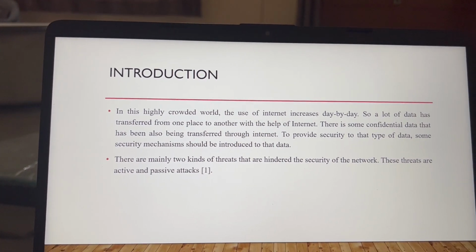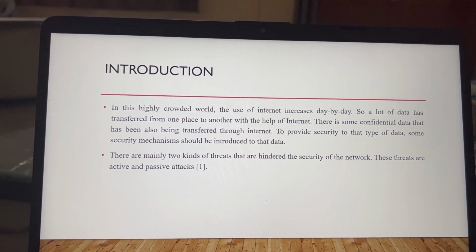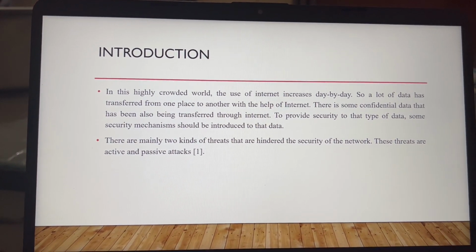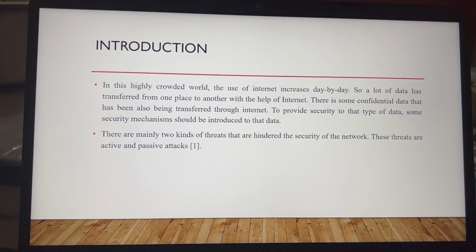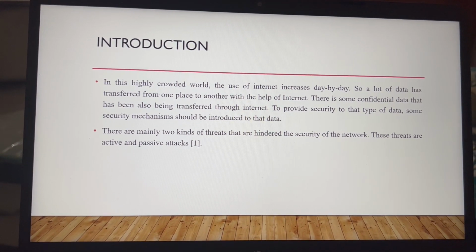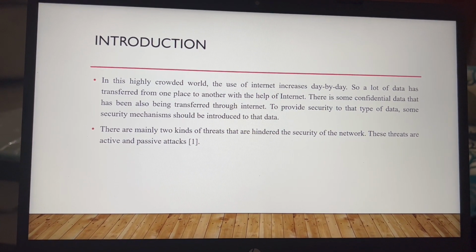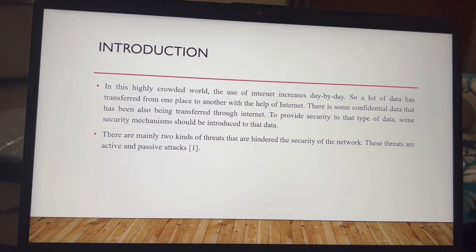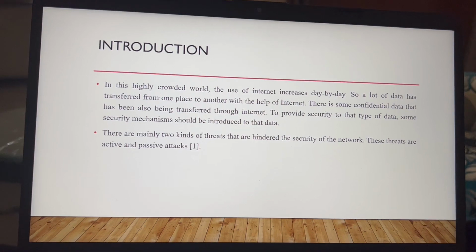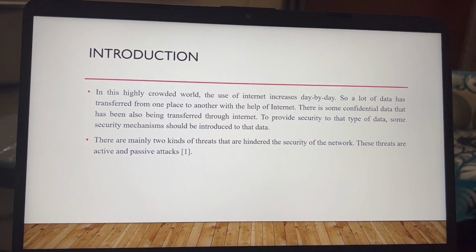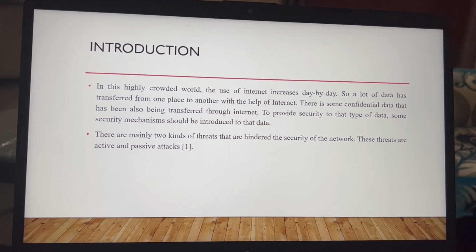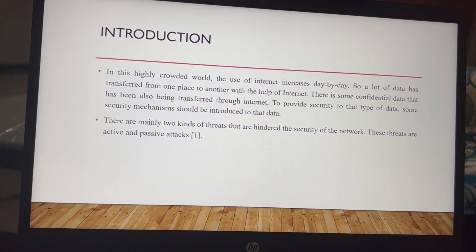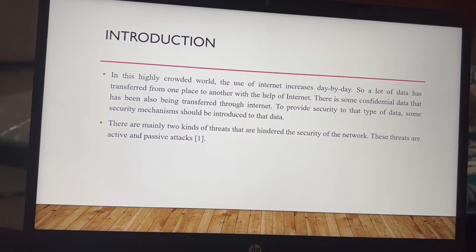Our first topic that I am going to present is introduction. In this highly crowded world, the use of internet increases day by day. So, a lot of data is transferred from one place to another with the help of internet. There is some confidential data that is also transferred over the internet. To provide security to that data, some security measures should be introduced because there are a lot of threats that our data is facing day by day.